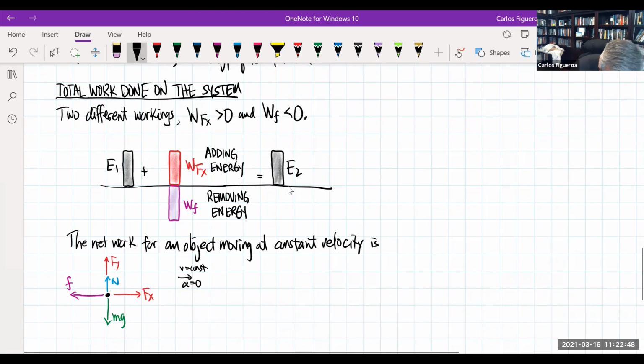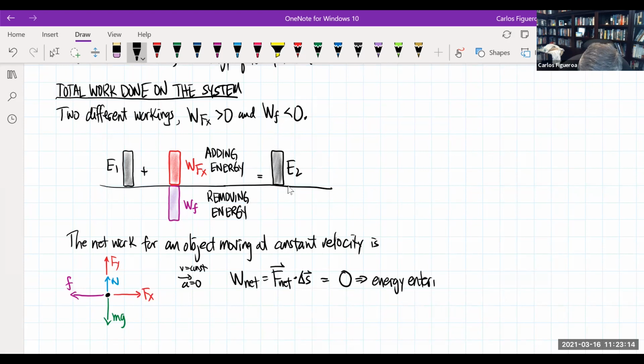And because they all balance out, we could say then that the net work, which is equal to the net force times the displacement, and what you're seeing here is that in this case, this is exactly 0. And if the net work is 0, then that means, as we already said, the energy entering the system is equal to the energy leaving the system.